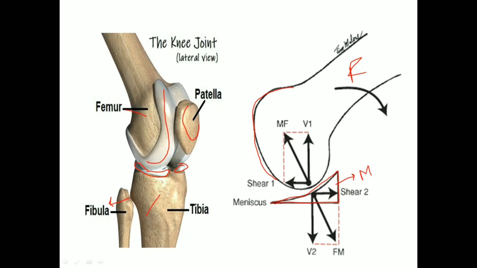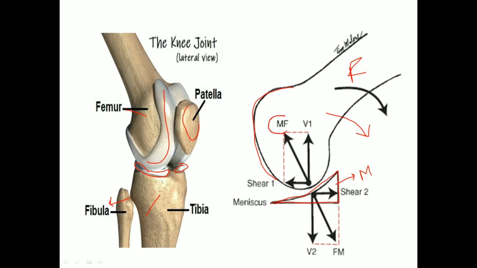Okay, now whenever the femur is moving on the tibia, in between we have a meniscus, which is important to reduce the friction. It also plays an important role in providing slides in the anterior or posterior direction. So when we are doing flexion movement, what happens? There are two types of shear forces which are going to be generated.